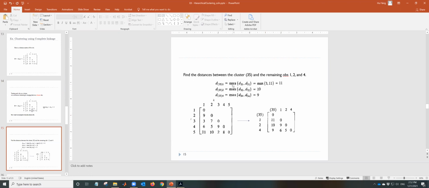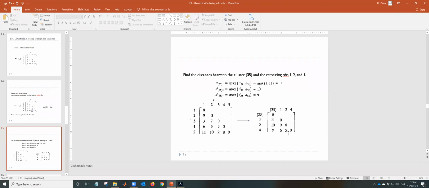Now this is not minimal, this is maximal now, between cluster 3, 5 and the remaining. So here, this is a difference, okay, max. So if we take the max, then this column will be different. Now, instead of the previous 3, now we take 11. So it's 11, 10, 9.